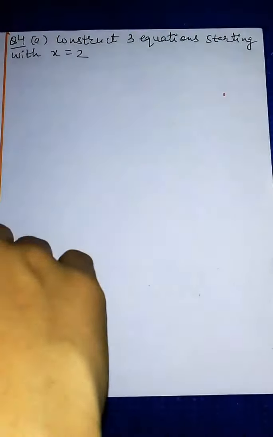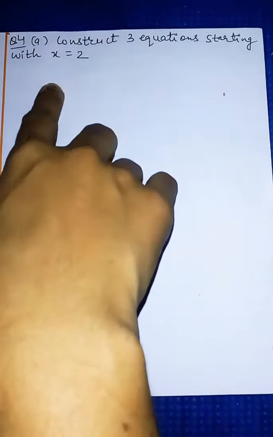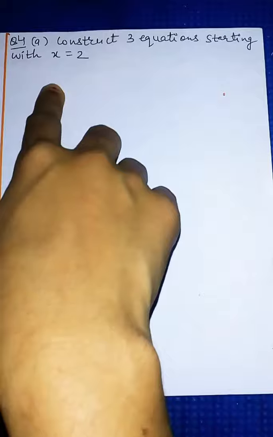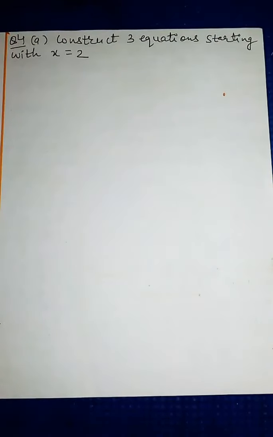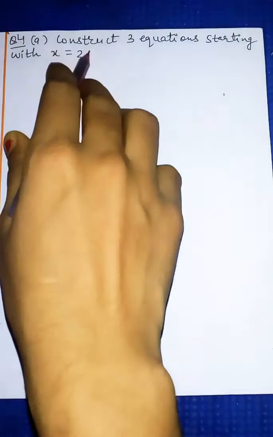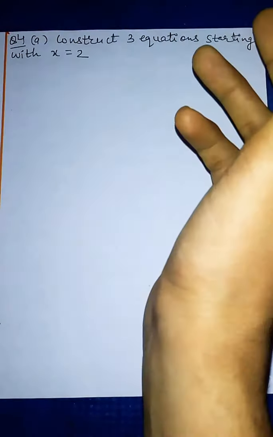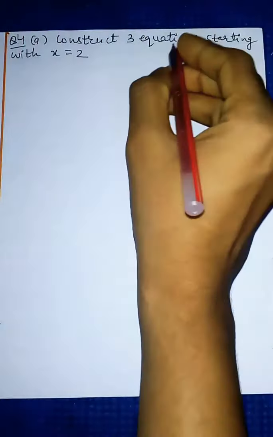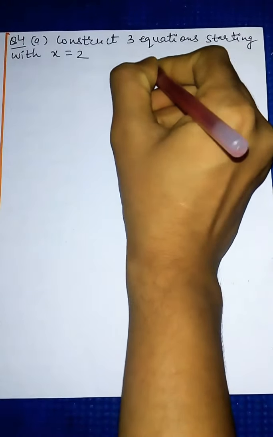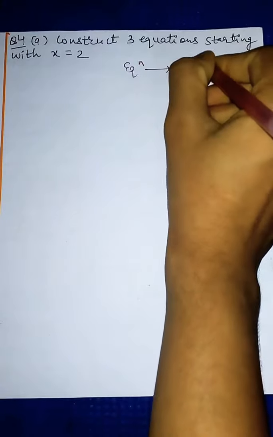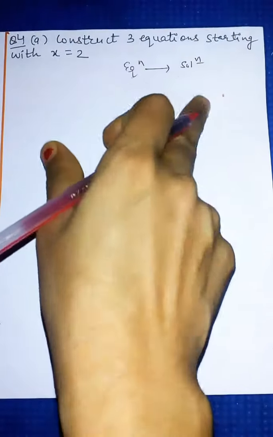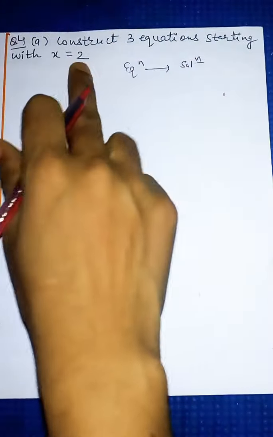Hello everyone. Now we will see question number 4 of exercise 4.3. So the question is: construct three equations starting with x equal to 2. Now in previous videos and previous exercises, the equation was given to us and we were finding the solution. So equation to solution. Now here the solution is given.